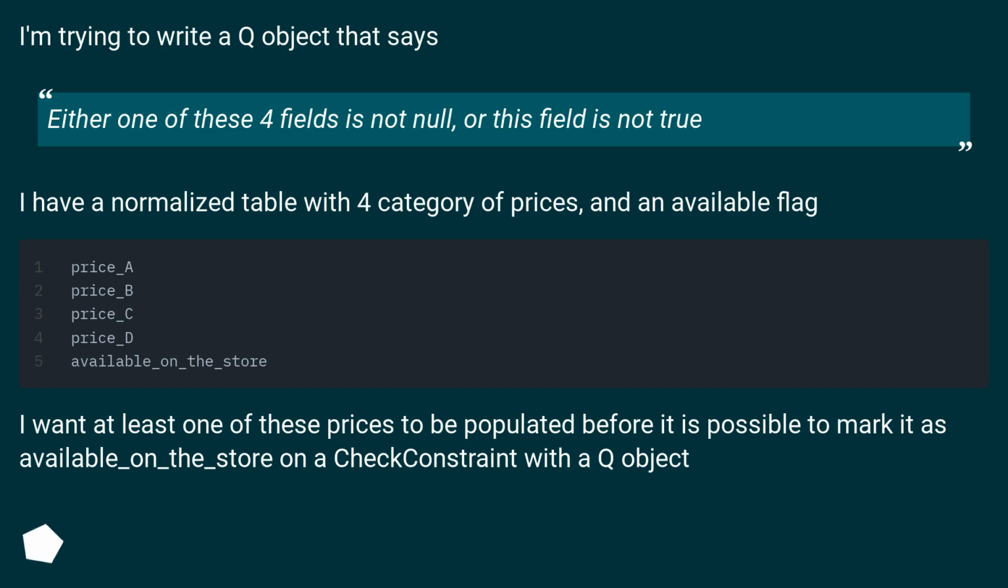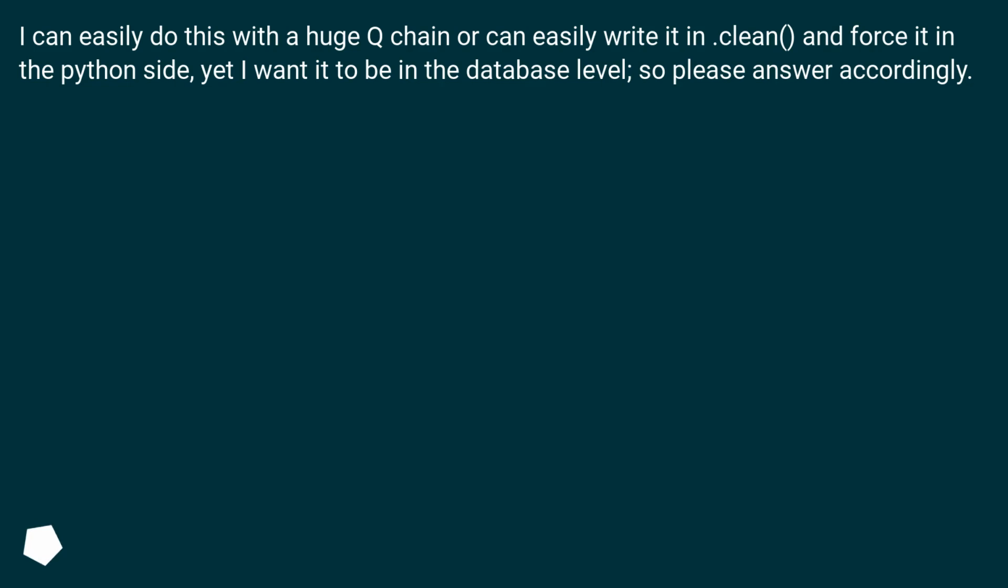I want at least one of these prices to be populated before it is possible to mark it as available on the store, on a CheckConstraint with a Q object. I can easily do this with a huge Q chain or can easily write it in clean and enforce it in the Python side, yet I want it to be at the database level, so please answer accordingly.